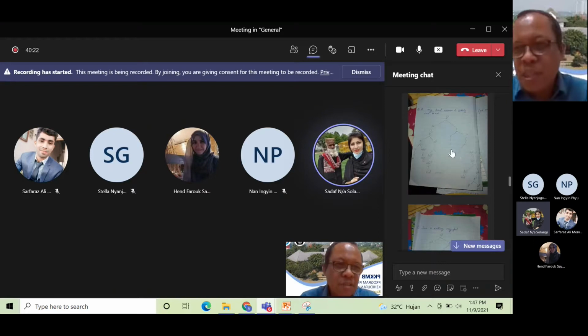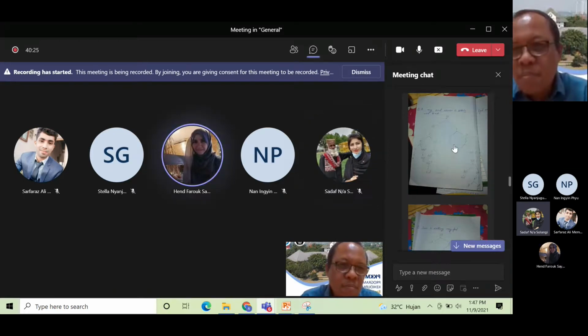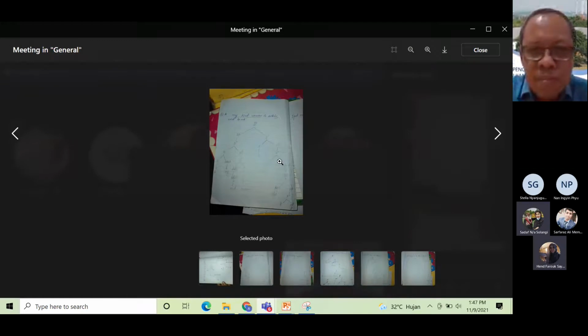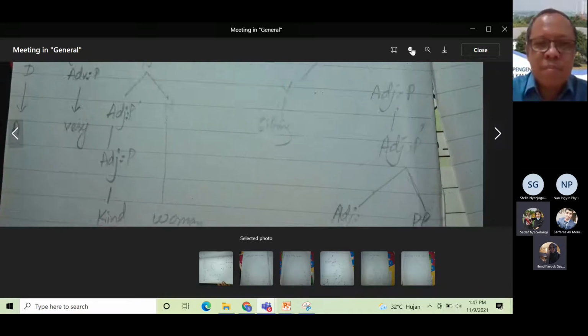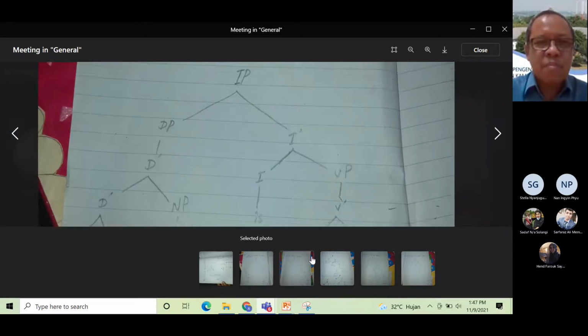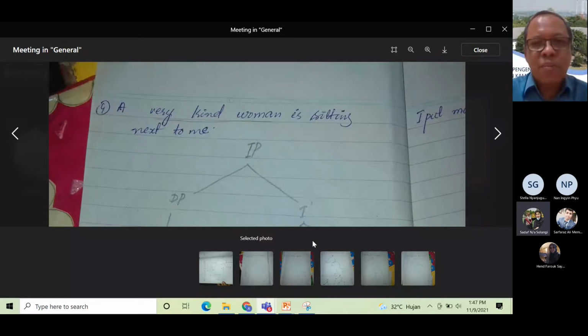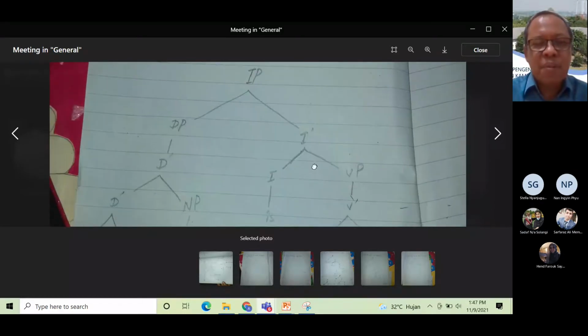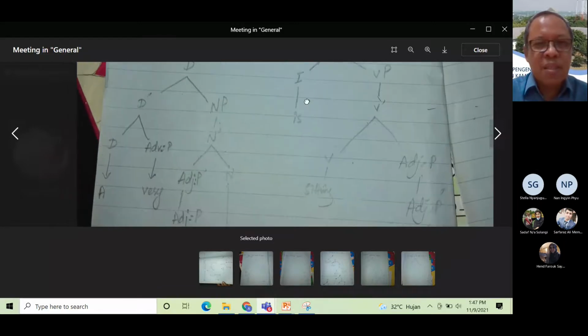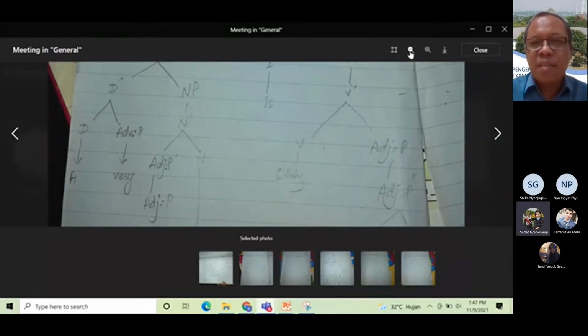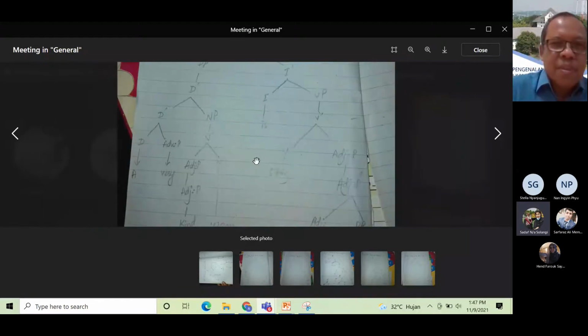Okay. Let me check here. Okay, the next one: "A very kind woman is sitting next to me." IP goes to two parts, TP and I bar. All right, "very kind woman." Is that correct or not here? First of all, you need to understand which one is the adjunct and complement in "a very kind woman."